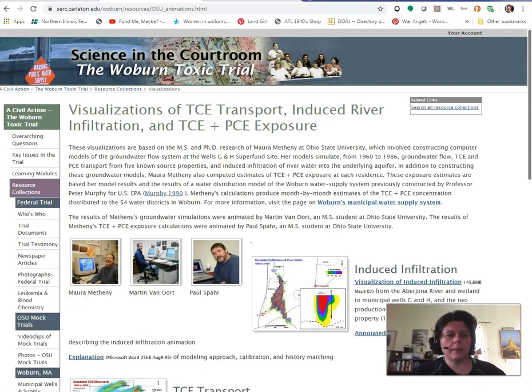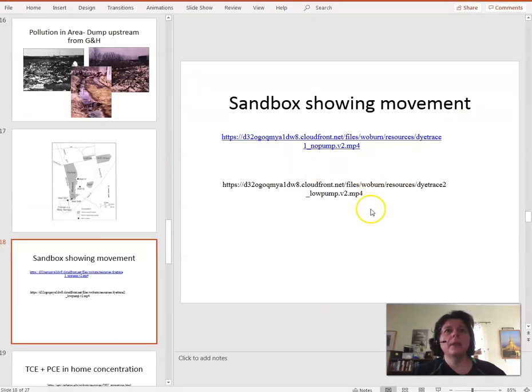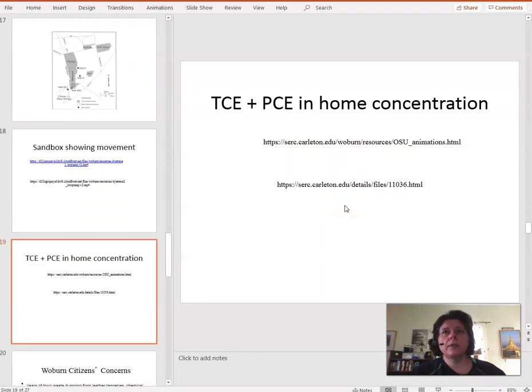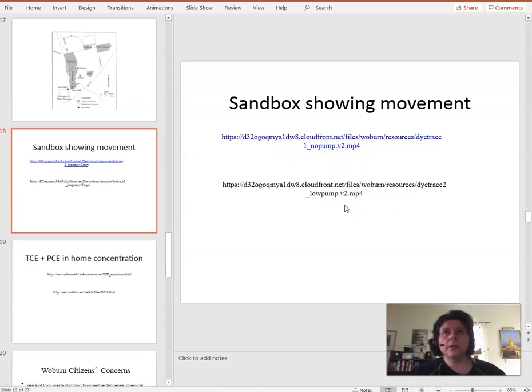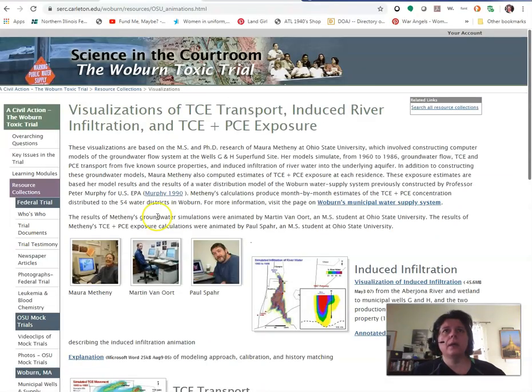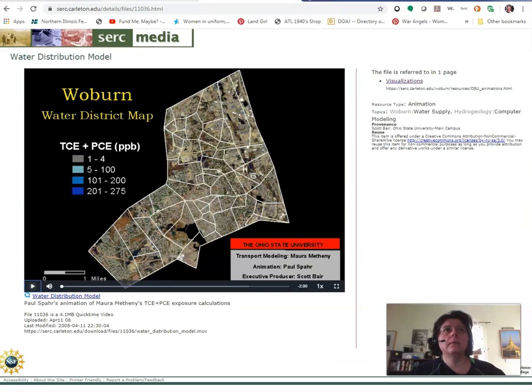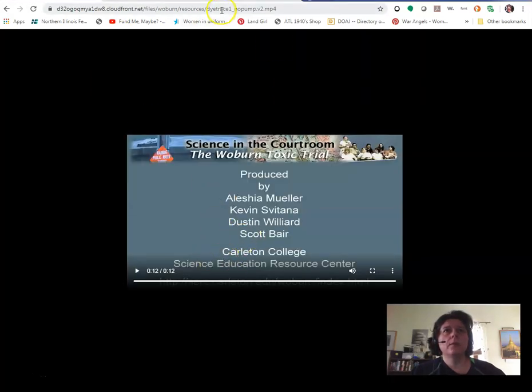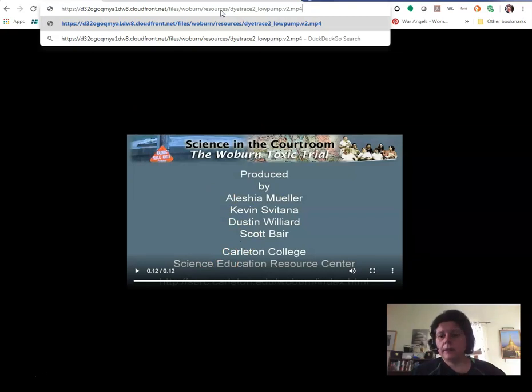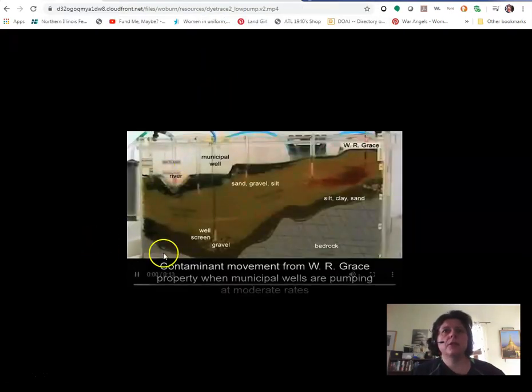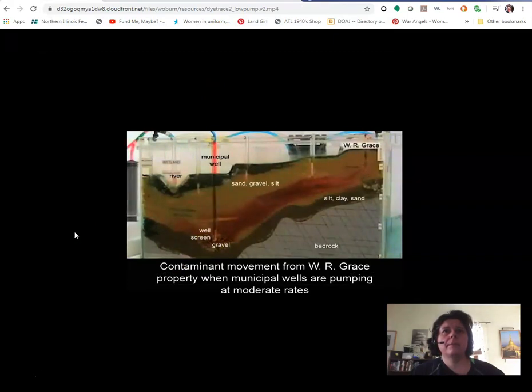Let me go back to my slides. So it goes straight into the dye tracer. Dye tracer 2, let's get this one up. So that was what happens when the water goes straight to the river. This is when the water was not being pumped, and now this is a visualization showing what happens to the TCE when this well gets pumped.